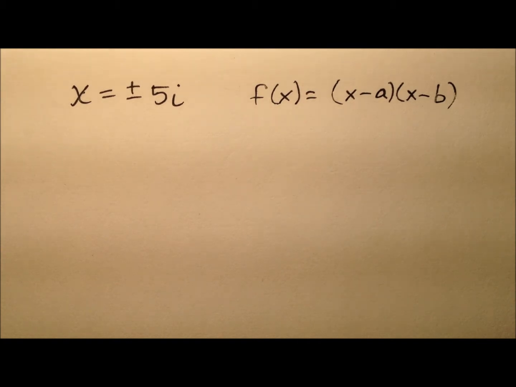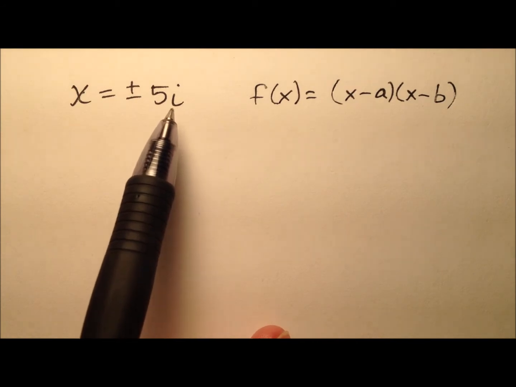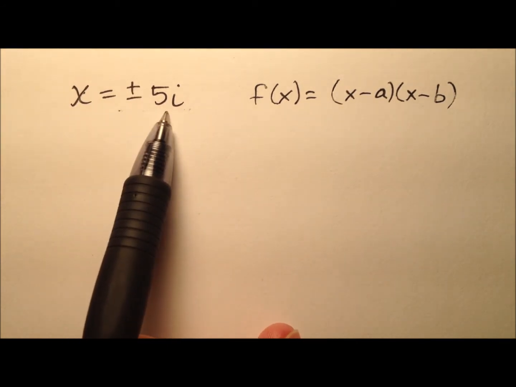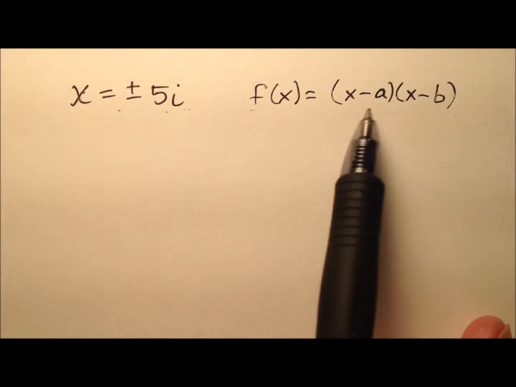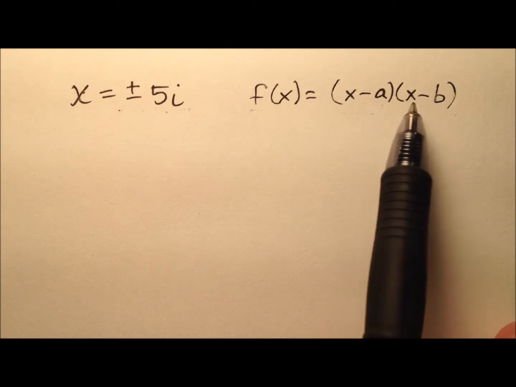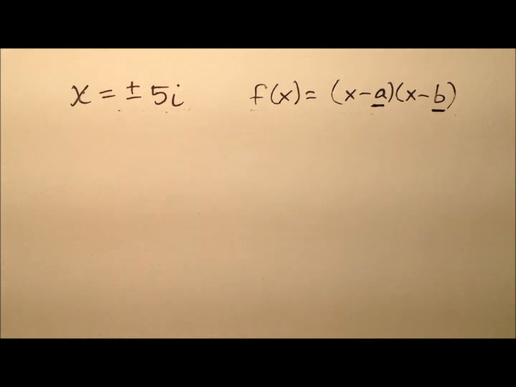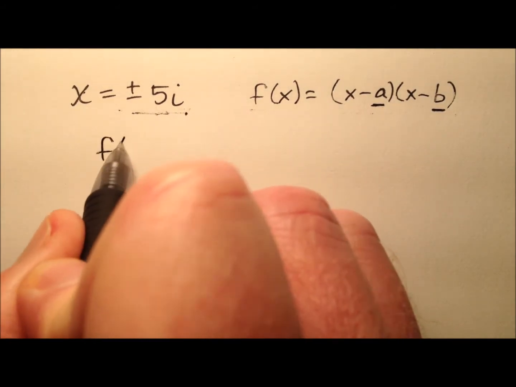Alright, so in this first example, we have x equals plus or minus 5i. So I have two roots here, a positive 5i and a negative 5i. And remember, I can write any quadratic in factored form, x minus a times quantity x minus b. So the a and the b are just going to be these roots. So let's go ahead and plug it in and see what it looks like.